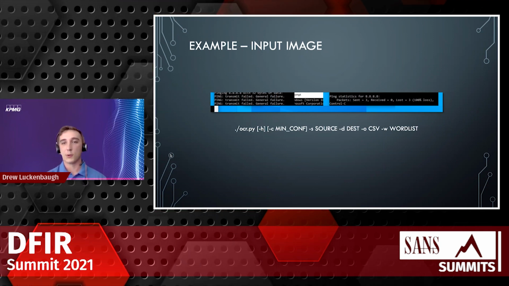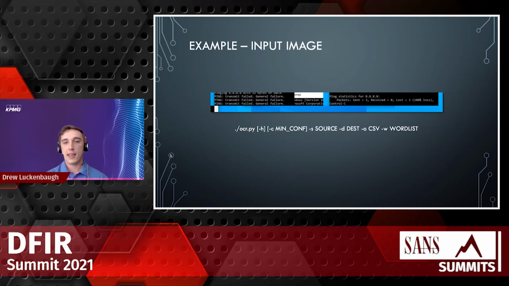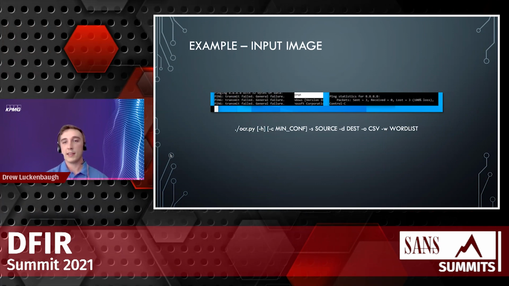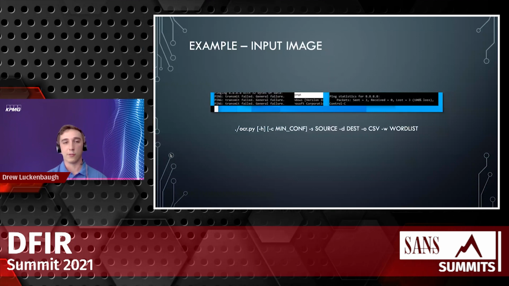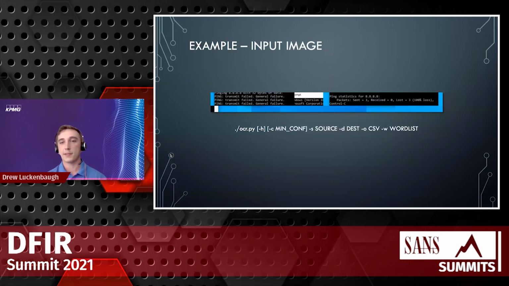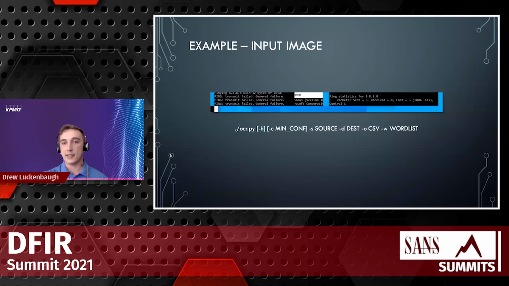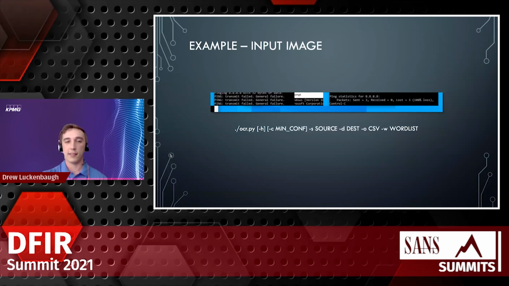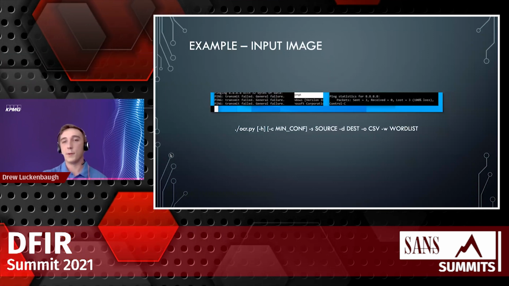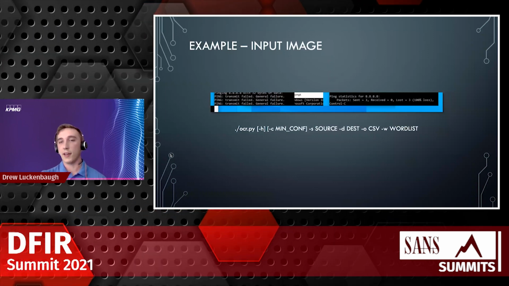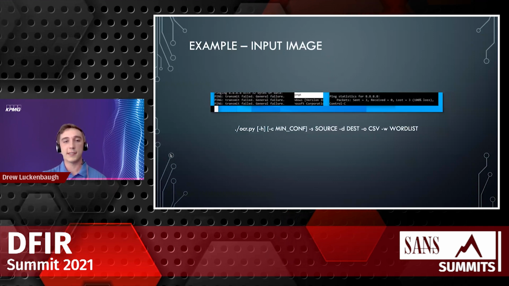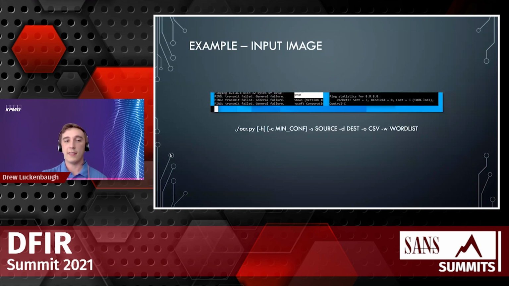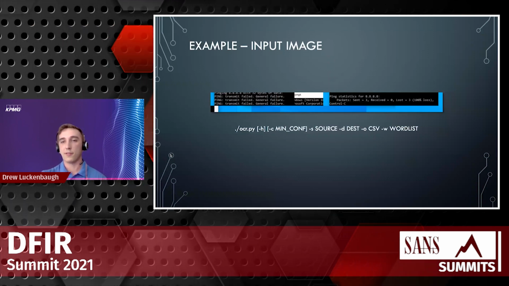Next is the source flag, so S, and that is just providing it a source image folder. So as long as it's being provided a folder full of images, that's all it accepts. D is the next input. That is the destination output highlighted image folder. So this will be the folder that it saves all the highlighted images to that I discussed previously. O is the CSV output file, and then W is the word list input file.